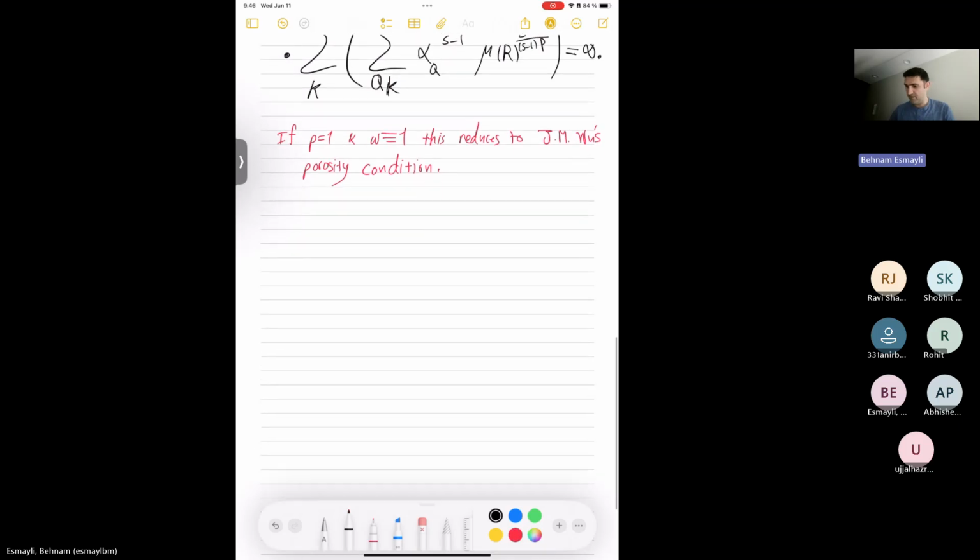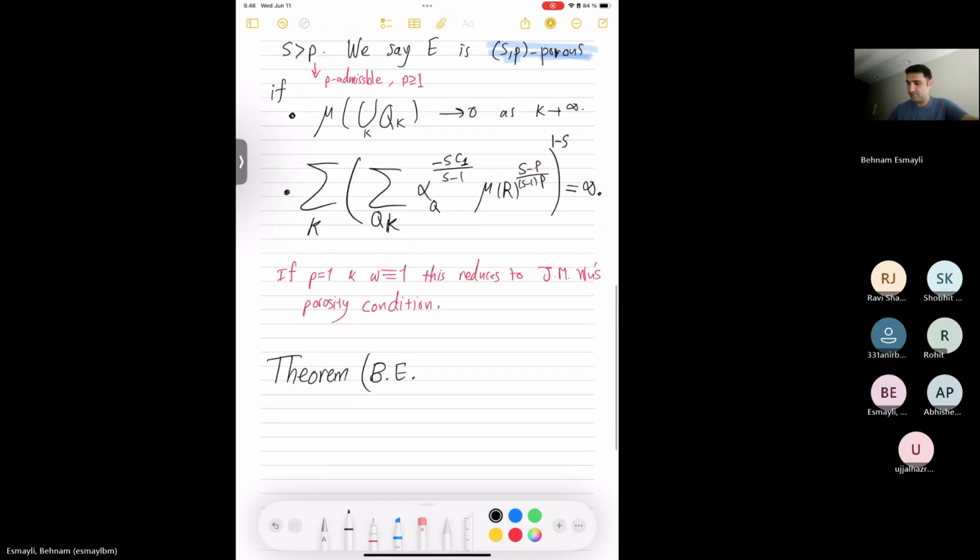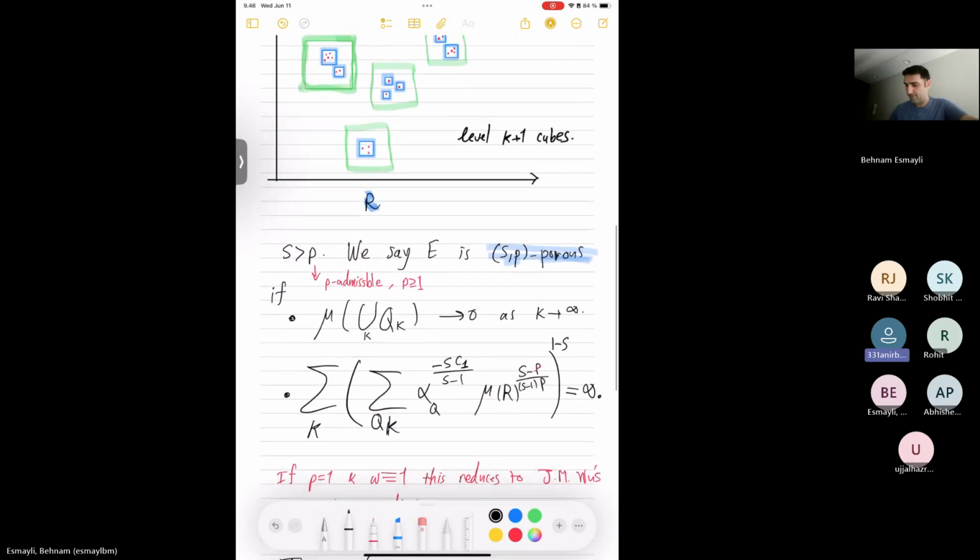Okay, now maybe it's time to write down the main theorem of interest. So can I ask something before that? Sure, sure. So how should I think of a porous set? I mean, intuitively.